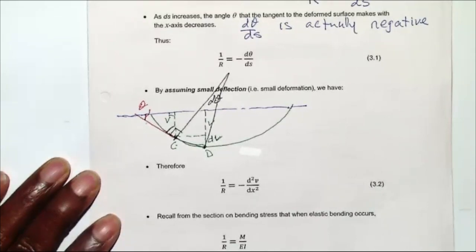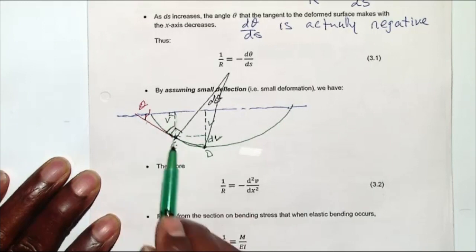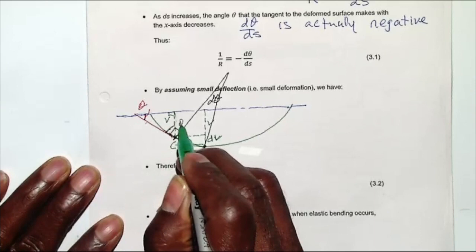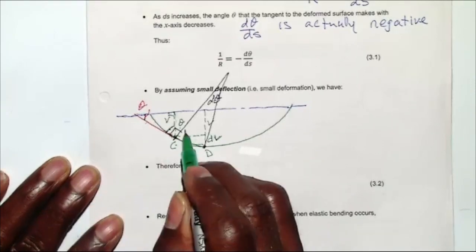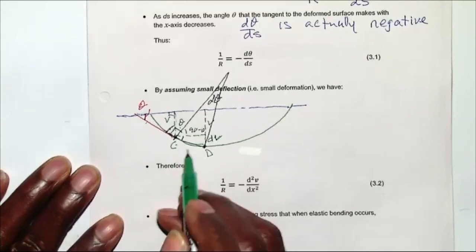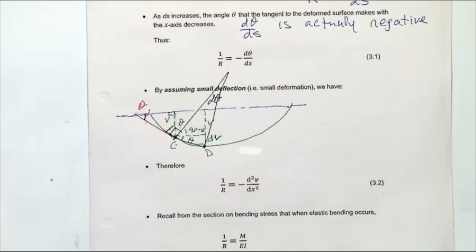Yeah, can we see that? Because that is a triangle. That is 90 minus theta. This angle here is theta. And this angle here is 90 minus theta. And the angle here is theta. So if you can see that: theta, 90 minus theta.